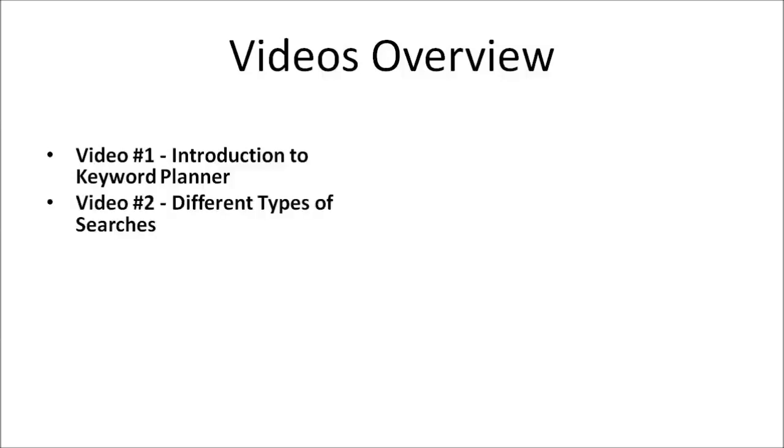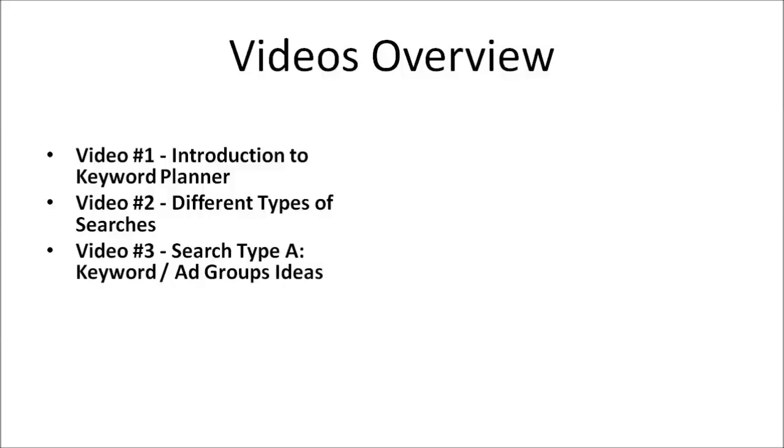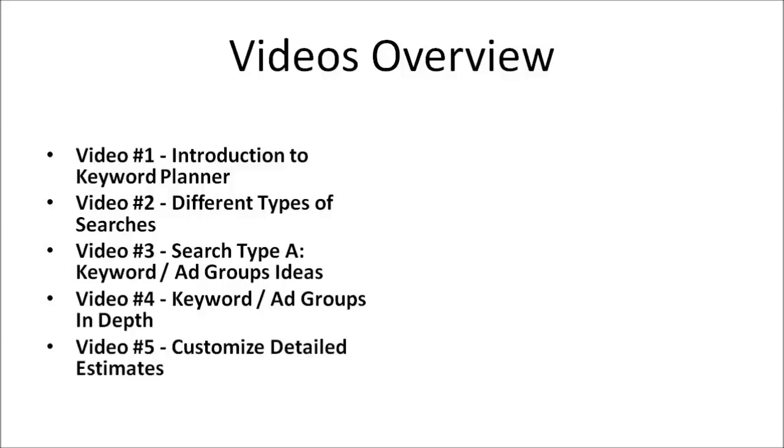So, just a quick overview of the videos. The introduction is this specific video, so I'm going to briefly talk about what you need and how it all works. Video number 2 is going to be the different types of searches. As you know, there are 4 different types of searches. The first one is going to be covered in video number 3, and since that's a lot more in depth, I am going to go further in depth in video number 4 on that specific type of search.